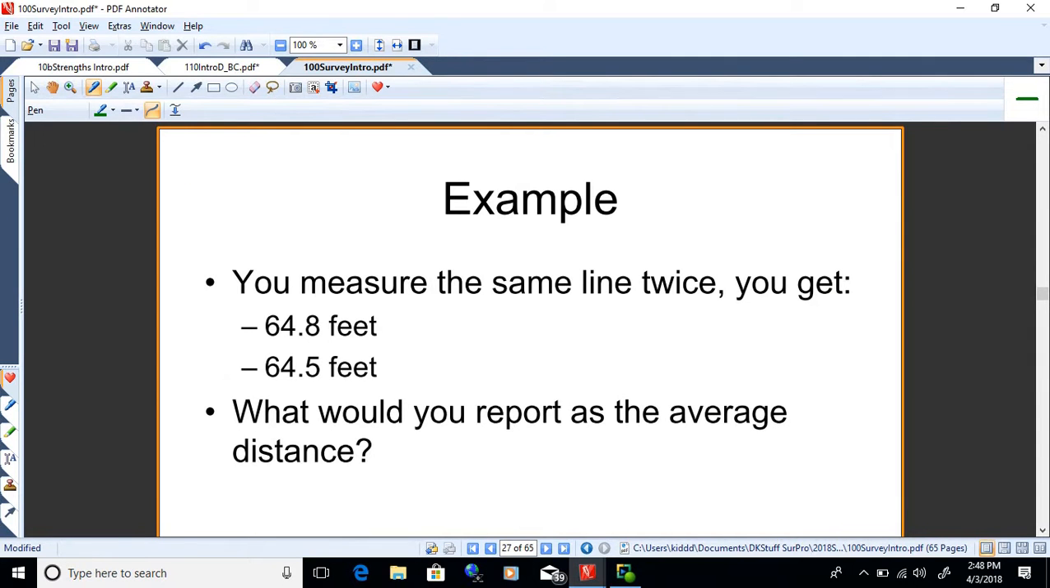And here's what I got a little trouble with. Okay, let's say we get an average distance. We measured these two distances, the same line twice, we got two distances. What's the average distance? What would you report the average distance as? Any ideas on this? 64.7. Yeah, see that's the thing, if you run that on your calculator, you're going to get that, aren't you?